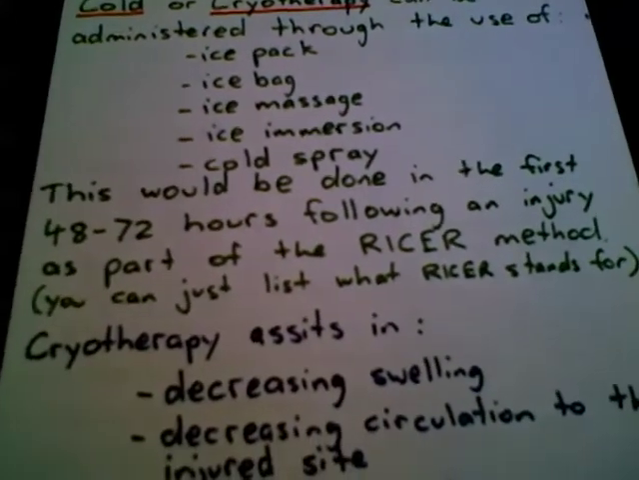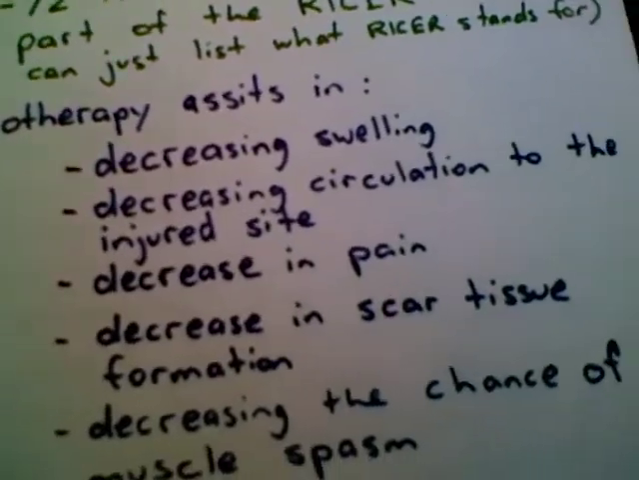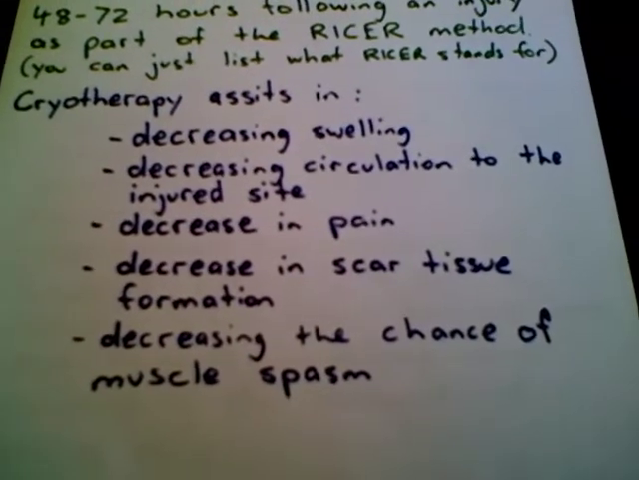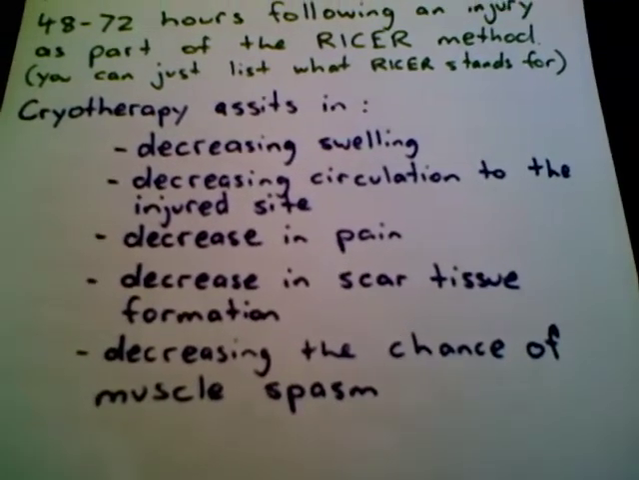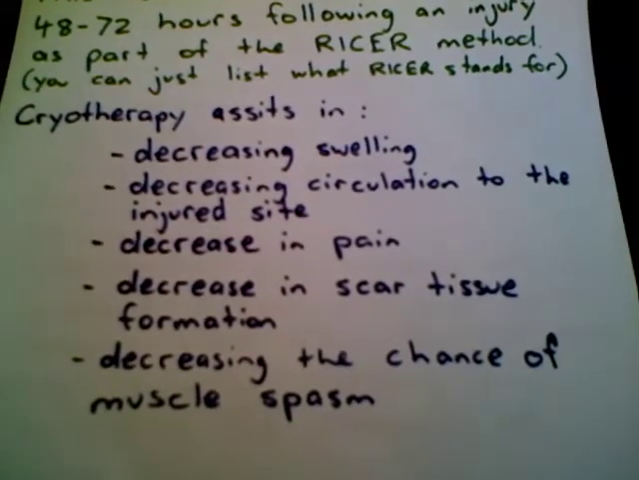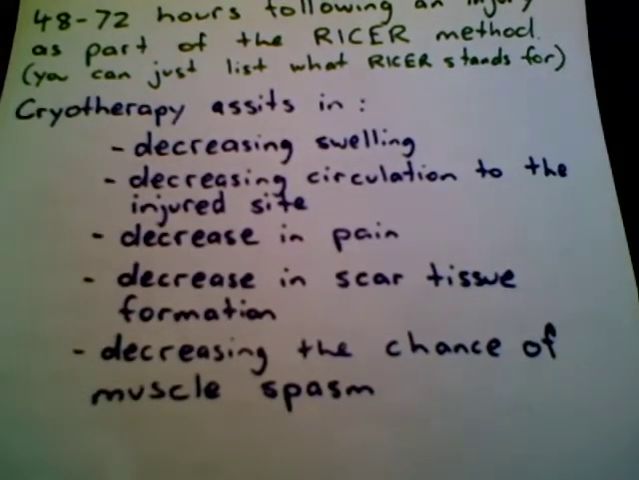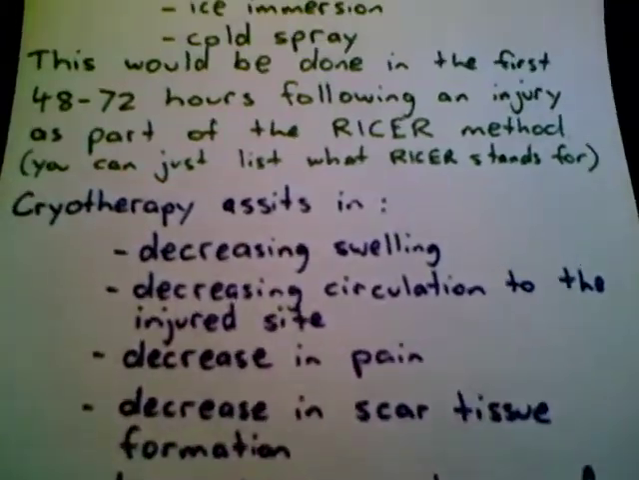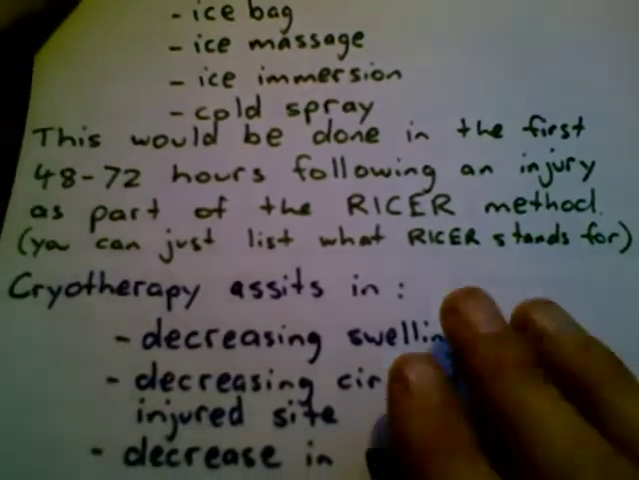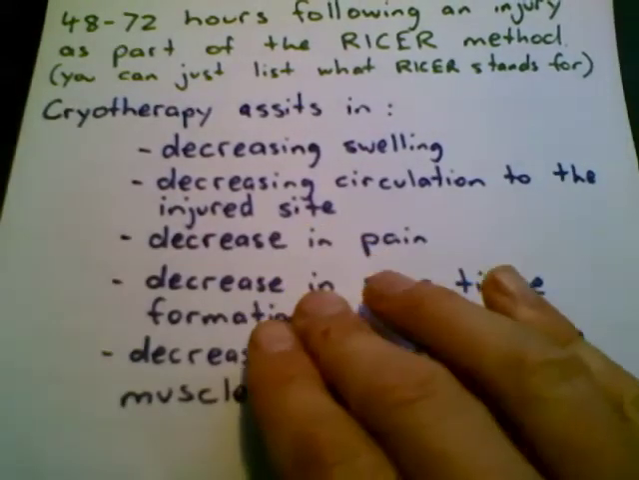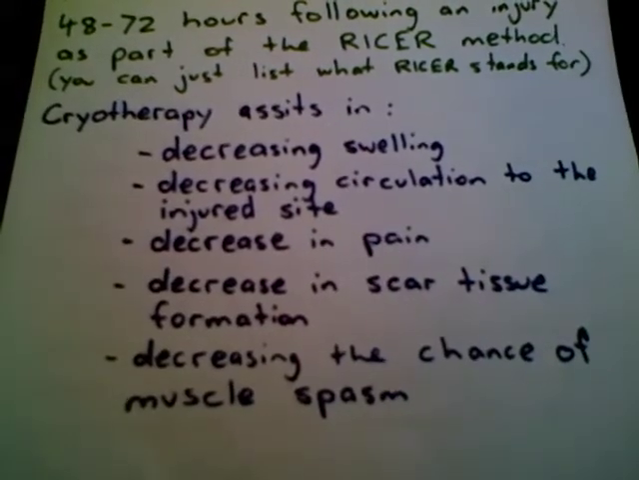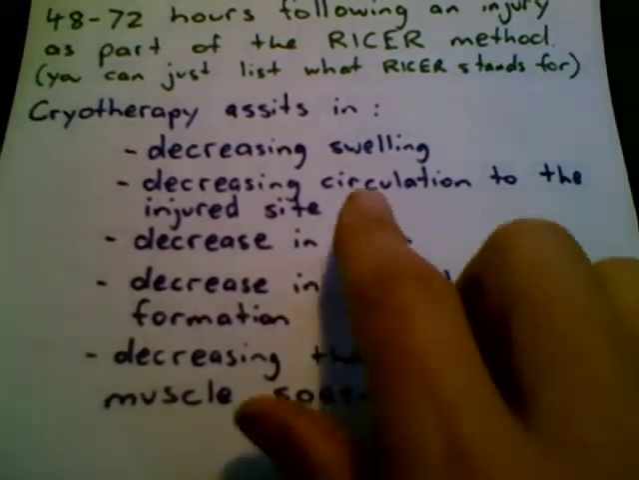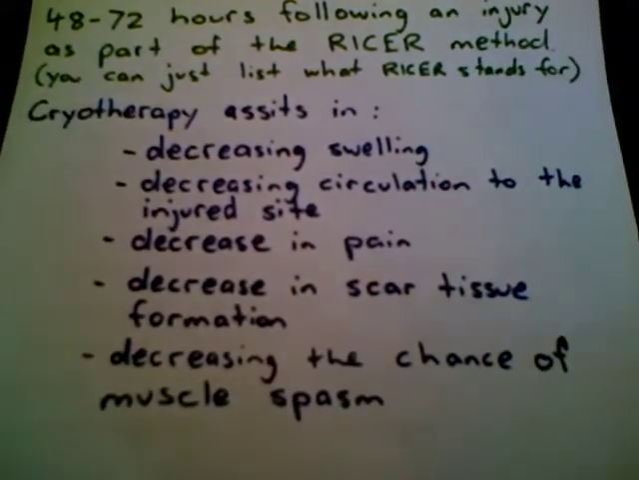Now, you needed to say what this cryotherapy actually does, and you can see here that it assists in decreasing swelling, decreasing circulation to the injured site, decreasing pain, decreasing scar tissue formation, and it decreases the chance of a muscle spasm, amongst other things. If the question was just an outline or even describe, then by naming the methods used, when it's used, and then saying what the benefits are, you would have described that. You would have outlined the use of cold here. But the question asks you to analyse. So what it means is you need to take this information and say why that is a good thing.